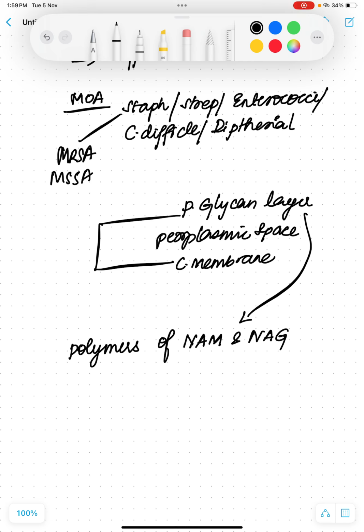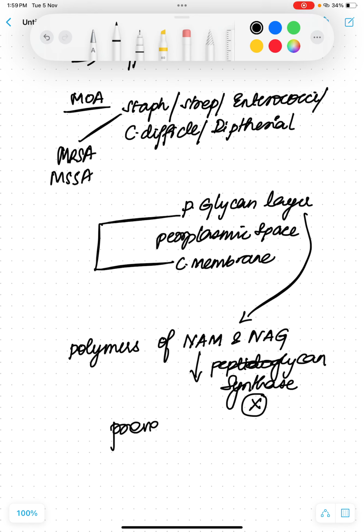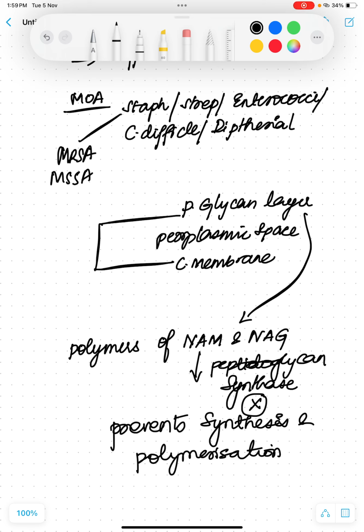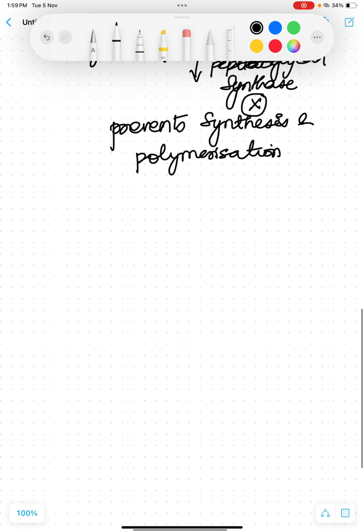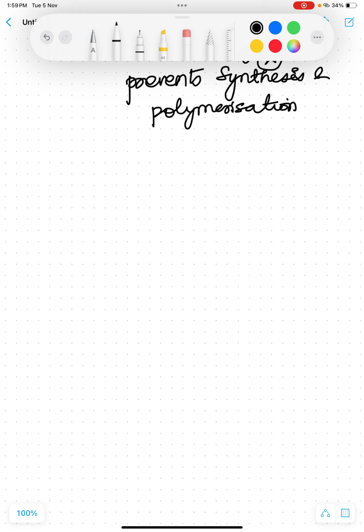Now this N-acetyl muramic acid and N-acetyl glucosamine are synthesized by an enzyme known as peptidoglycan synthase. If this peptidoglycan synthase is inhibited, this prevents the synthesis of these components and further polymerization of these components. As a result, this weakens the cell wall. As it weakens, the structures start extruding out, eventually resulting in bacterial cell death. So it is more effective against gram-positive bacteria.